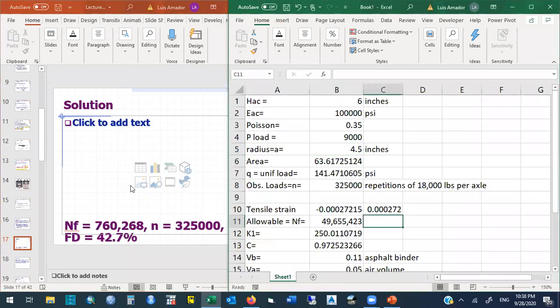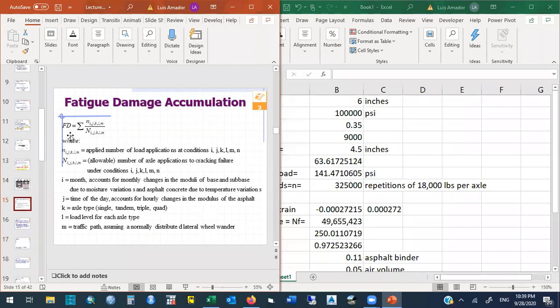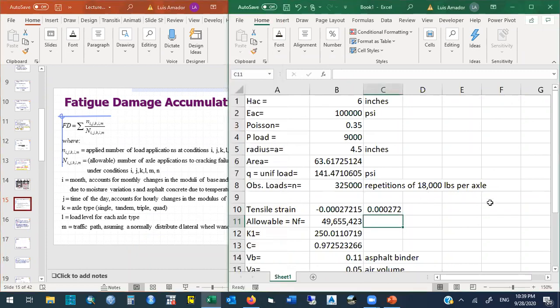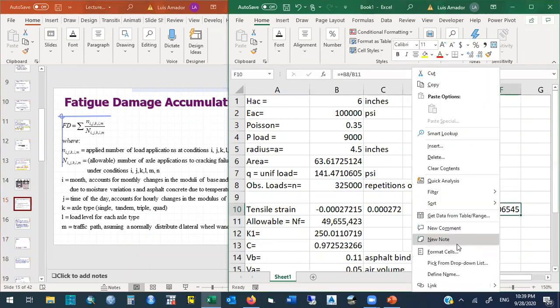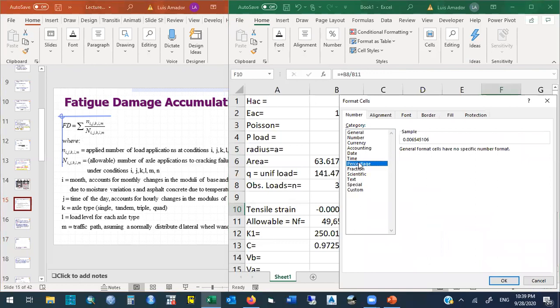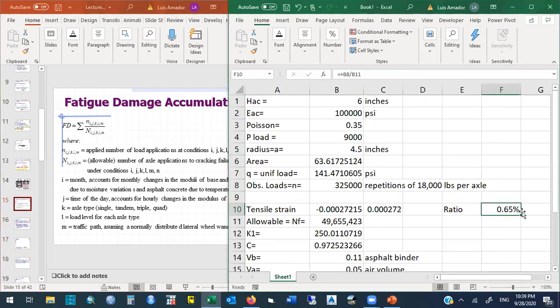Okay, so now we will look into the ratio. But look, this is a summation, right? And we are only looking at one specific axle. So there are other axles, but when we look at the ratio, this will be 325,000 divided over 49 million. We can put it in percentage, maybe to visualize better. So it has consumed very little of the life of this pavement. This will be my fatigue damage.